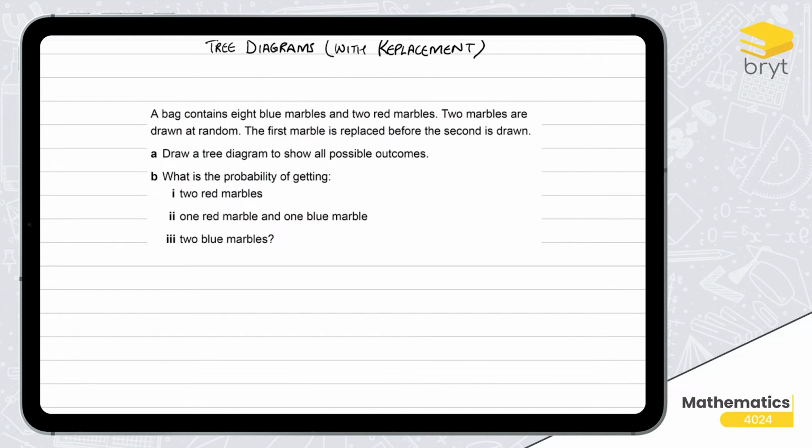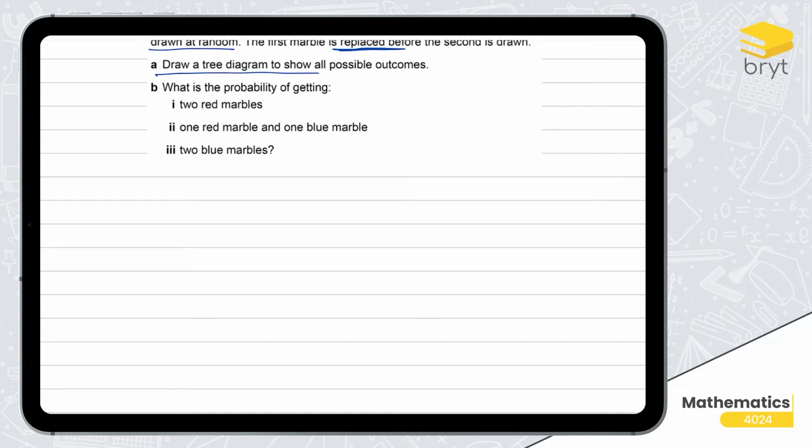A bag contains 8 blue marbles and 2 red marbles. 2 marbles are drawn at random. The first marble is replaced before the second is drawn, the with replacement case. So we need to first draw a tree diagram to show all possible outcomes. When with replacement is happening, you take out one card and you put it back in. There is no reduction in the total number of marbles, or the total number of red or blue marbles. So I'm going to make it accordingly.